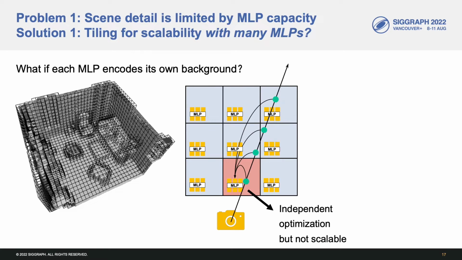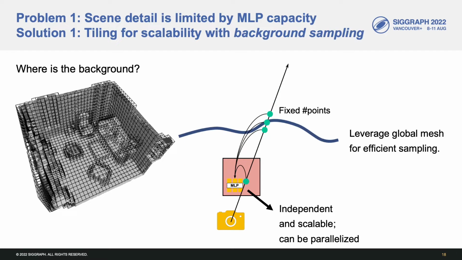So what could we do? Well, what if each MLP encoded its own background? That would make each tile MLP independent if we assigned it all of those points along the ray, but that's also not scalable as there are too many points. We don't know where the background is. So what could we do?